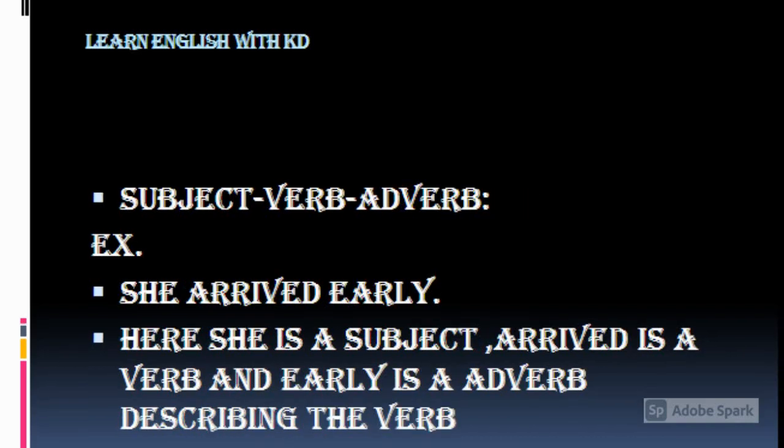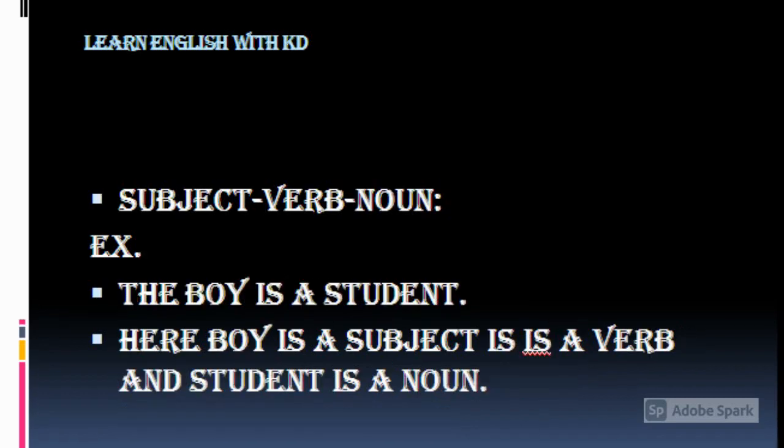Subject verb adverb. Example, she arrived early. Here she is a subject, arrived is a verb, and early is an adverb describing the verb. Subject verb noun. Example, the boy is a student. Here boy is a subject, is is a verb, and student is a noun.